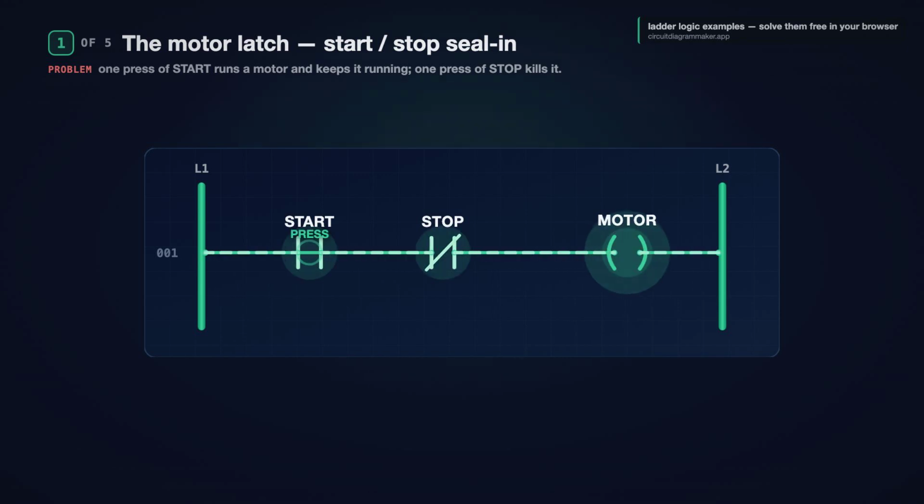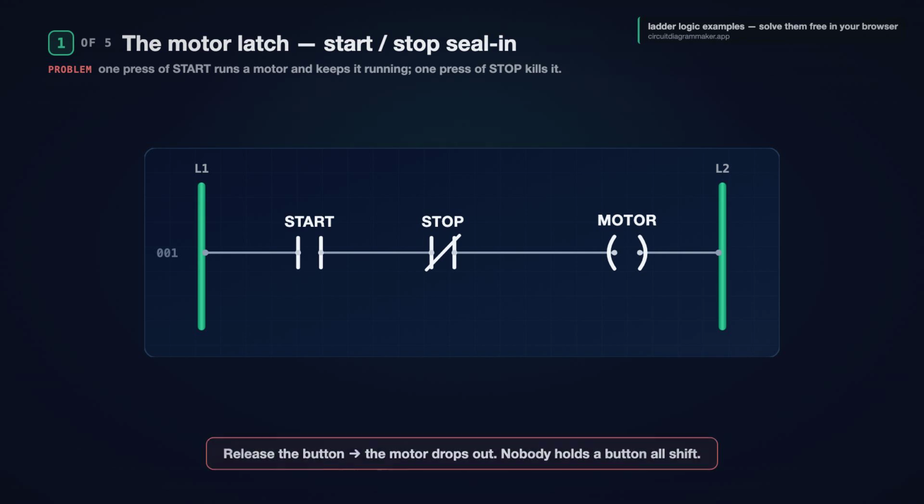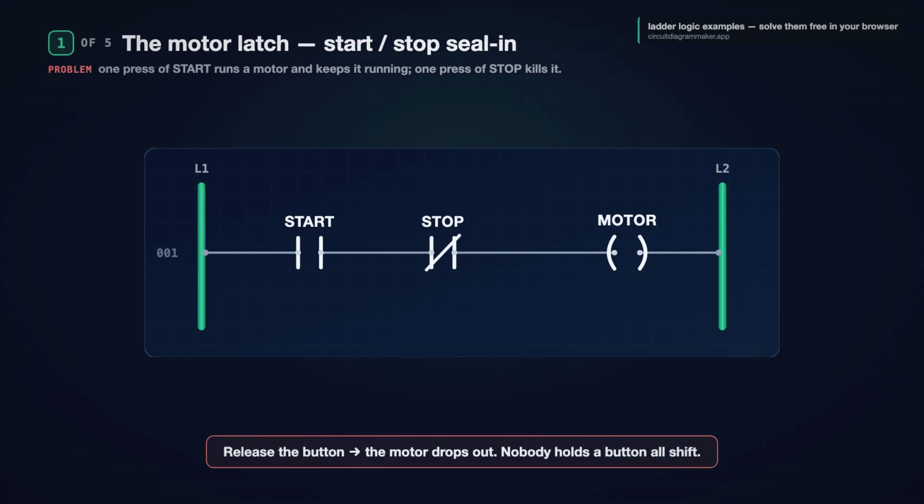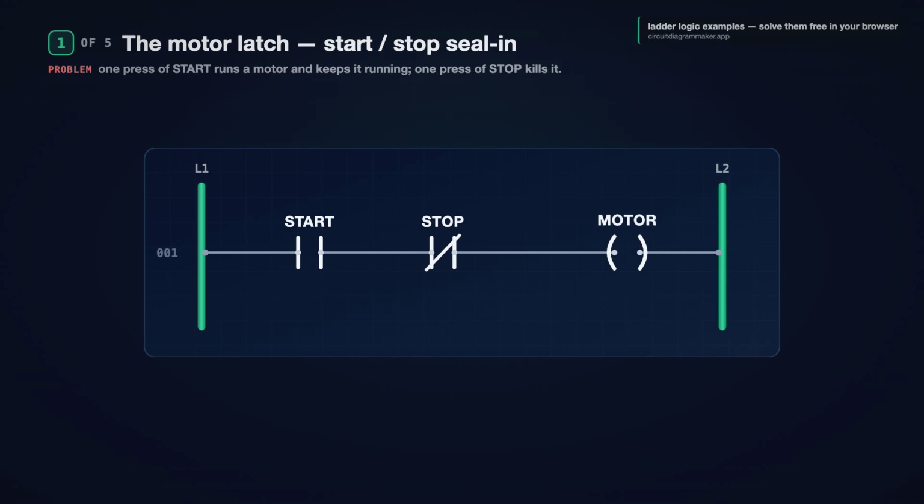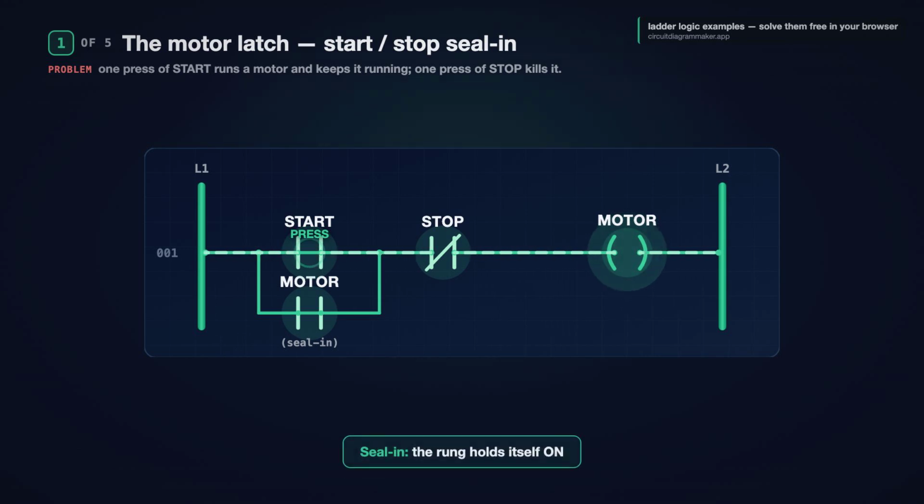Power flows, the motor energizes. But release the button and it drops out. Nobody holds a button all shift. The fix is the seal-in. We branch a normally open motor contact around start, the output feeding back on itself. Press start once. The motor latches on, the seal-in closes, and now the branch holds the rung. Release start, and it stays running. Press stop, the rung breaks, and everything drops.